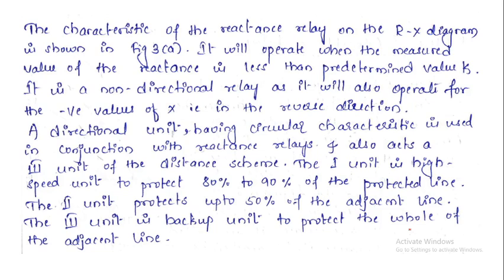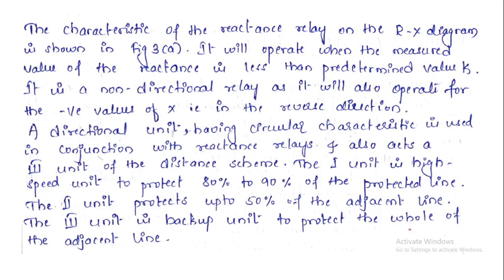So, this is how the reactance relay is going to measure the distance between the 2 points, that is, the relay operating point as well as the fault occurrence point. Okay, if the reactance of this transmission line is greater than some constant value, the relay is going to block the operation. If the measured reactance is less than the predetermined or preset value K, then the relay is going to operate. So, this is how the reactance relay is going to operate.